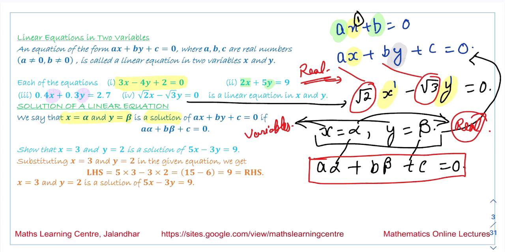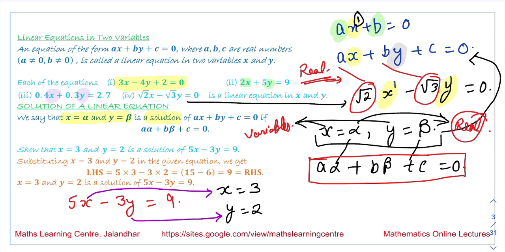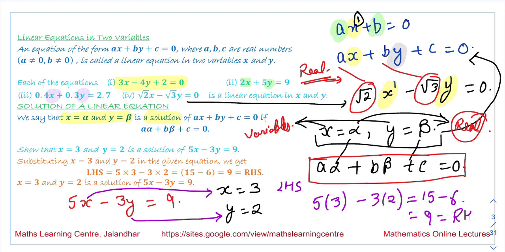Next an example is given to us. An equation is given, 5x minus 3y equal to 9. We have to check whether x is equal to 3, y is equal to 2 is a solution of this equation or not. So in place of x we will substitute 3, in place of y we will substitute 2. We will get 5 into 3 minus 3 into 2, that is equal to 15 minus 6. This is the LHS, and this is equal to 9.